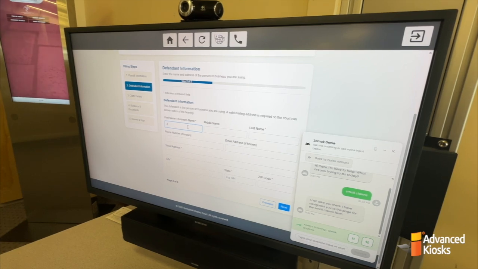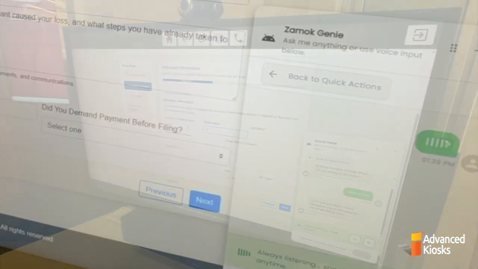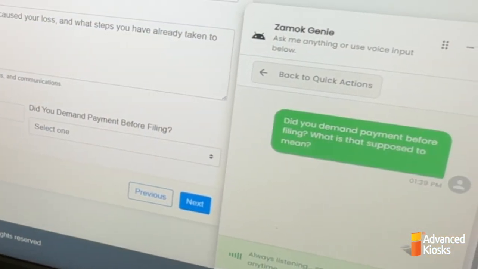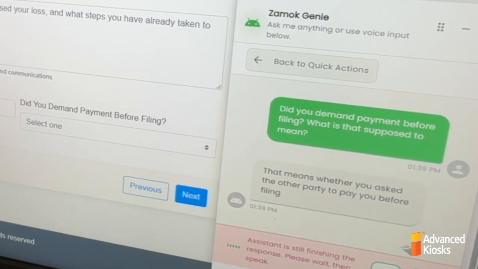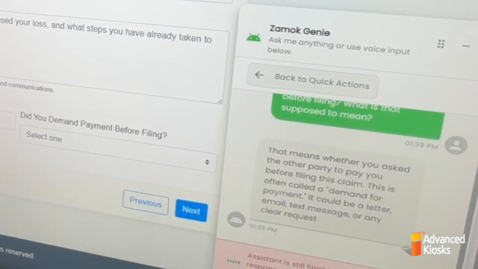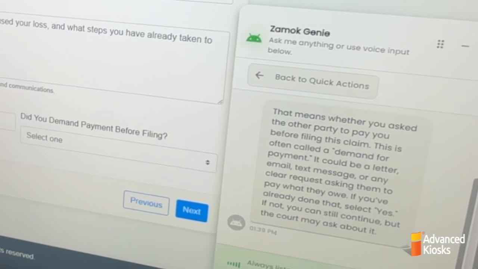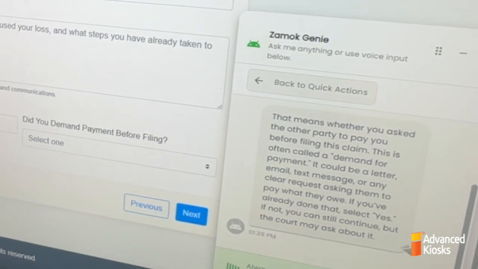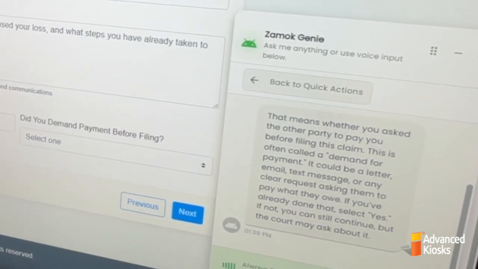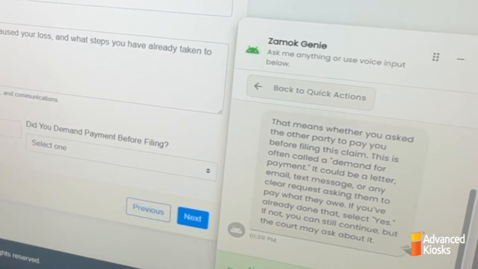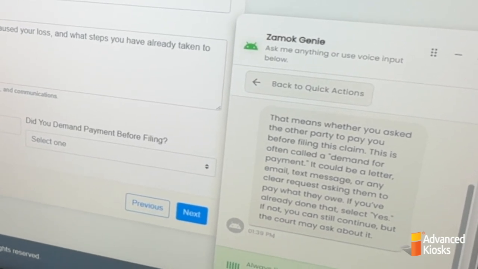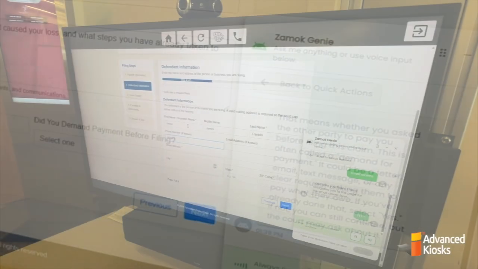Did you demand payment before filing? What is that supposed to mean? That means whether you ask the other party to pay you before filing this claim. This is often called a demand for payment. It could be a letter, email, text message, or any clear request asking them to pay what they owe. If you've already done that, select yes. If not, you can still continue, but the court may ask about it.